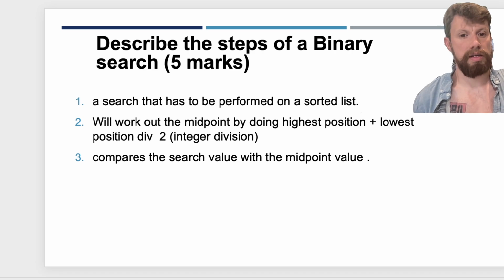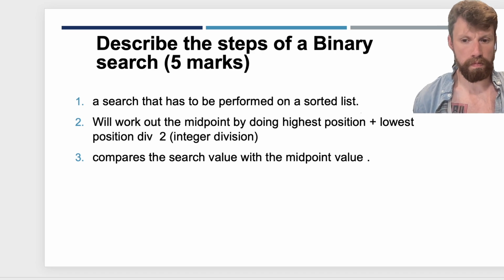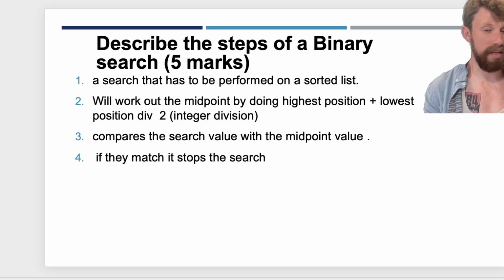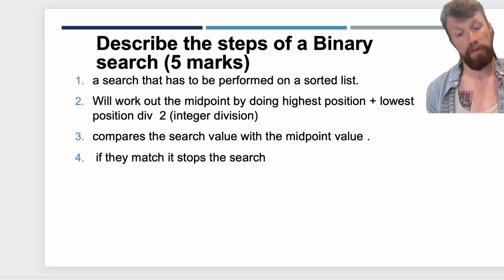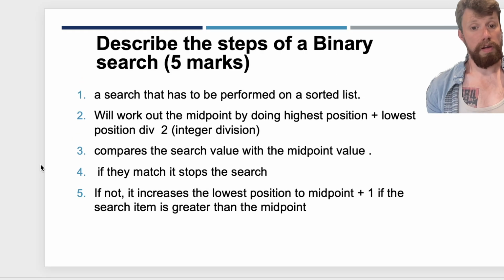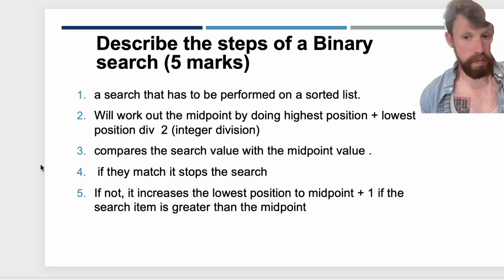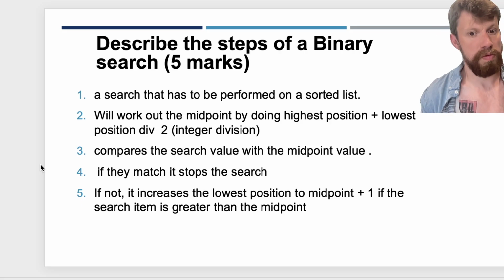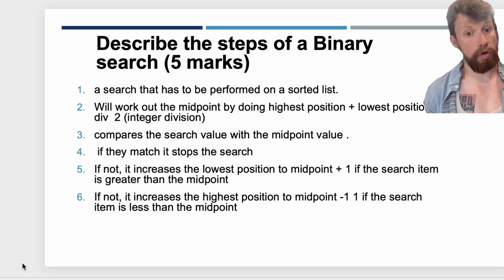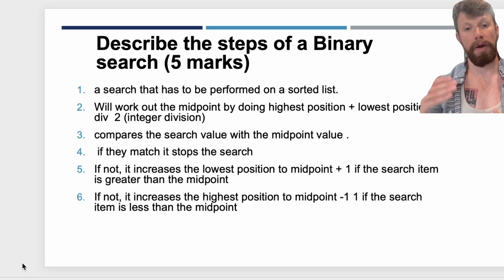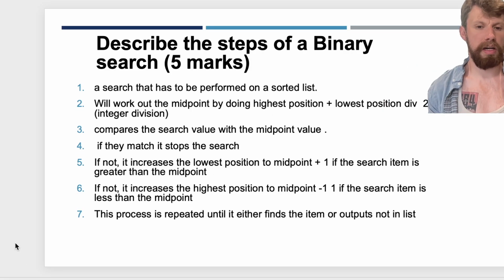Step 3 compares the search value with the midpoint value. If they match, it stops the search. This is different from the previous one because we have to talk about both situations about where it could find it and where it doesn't find it. If not, it increases the lowest position to midpoint plus 1 if the search item is greater than the midpoint. If not, it decreases the highest position to midpoint minus 1 if the search item is less than the midpoint, because we have to think about both situations. Finally, this process is repeated until it either finds the item or outputs not in list.